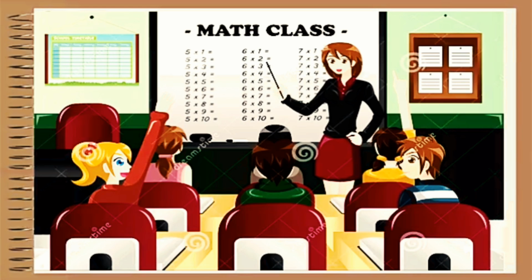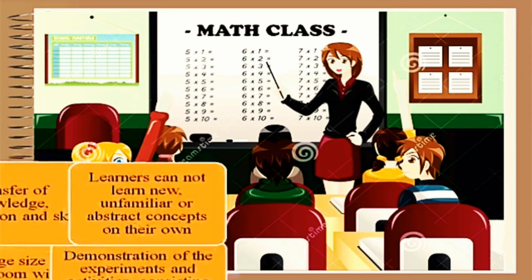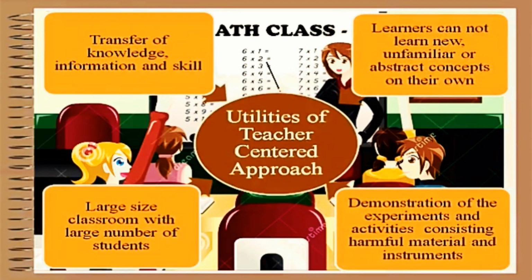And if a teacher has a positive mind, he can keep up with the spirit of learning new things and help his students with a vast range of experiences. Now from this point we can see this approach has some utilities also. These utilities include transfer of knowledge, information and skill. Now the teacher, being a matured and experienced person, transfers the knowledge, information and skill he has to a less matured or less experienced person, that is the learner.